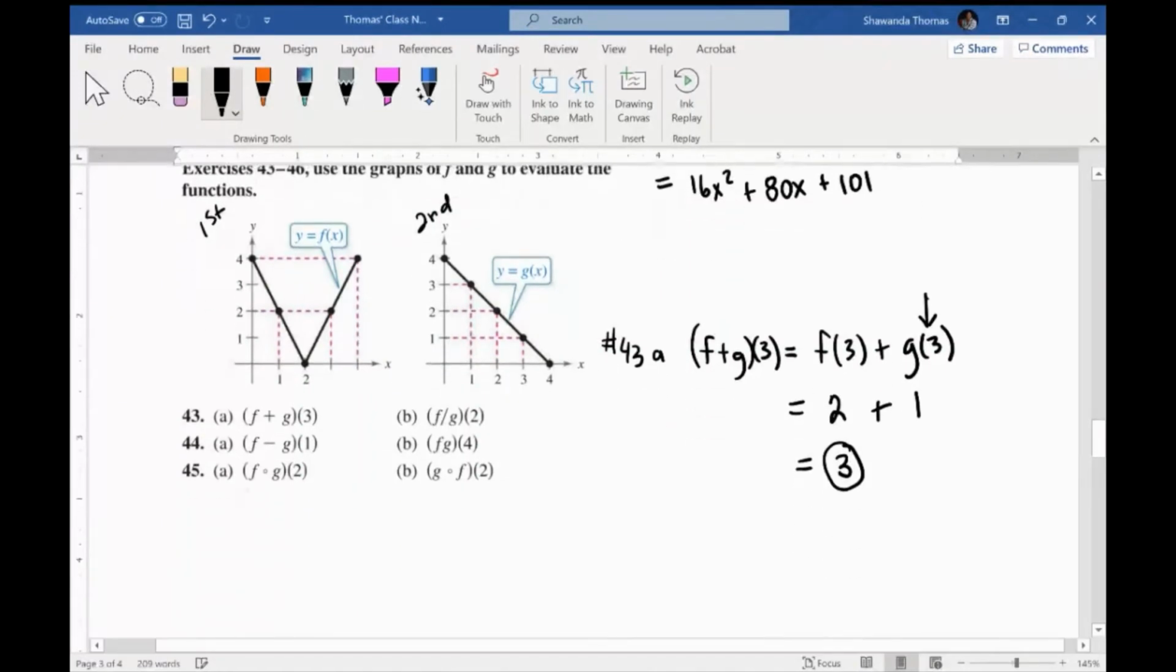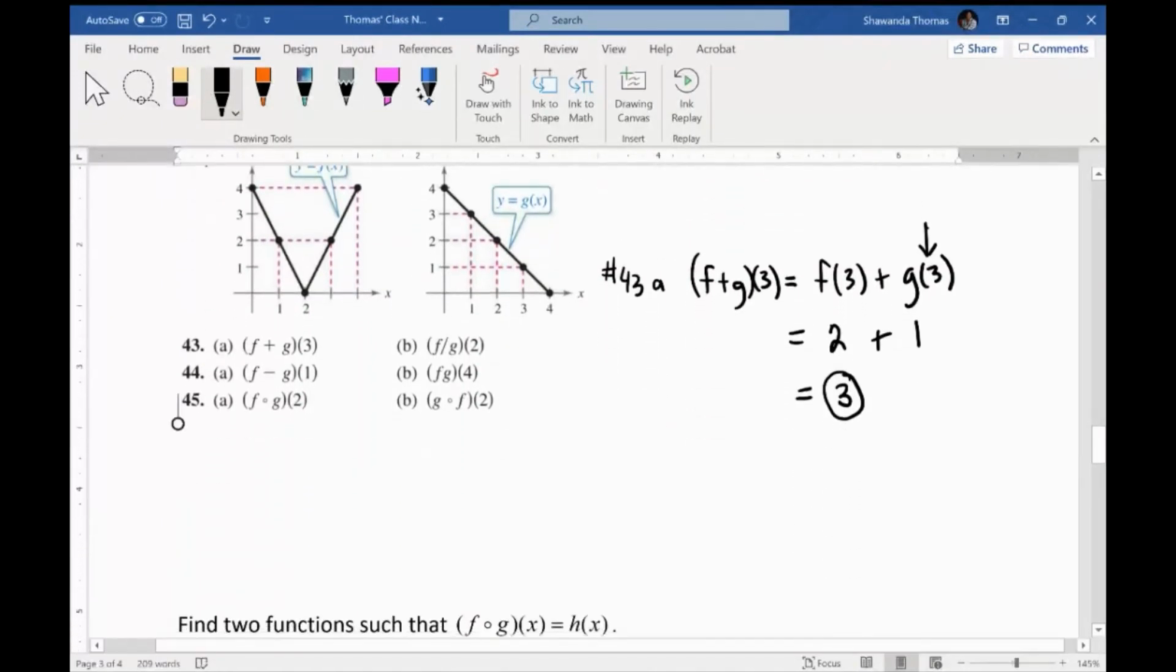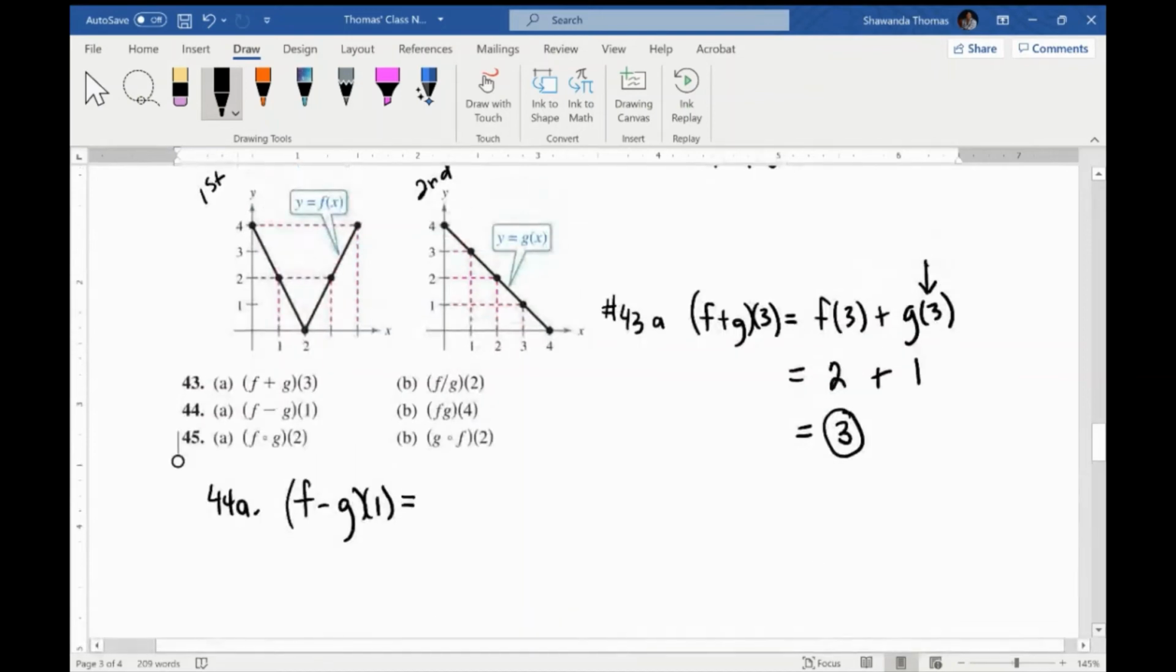All right. Let's just do all the A's. All right, 44A. F minus G of 1. Can someone tell me what you think that definition is other than Alicia? F minus G of 1. F of 1 minus G of 1. Yes.